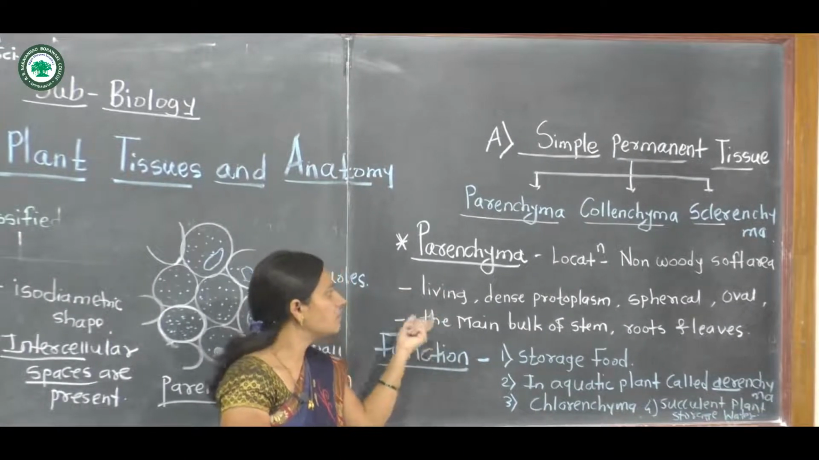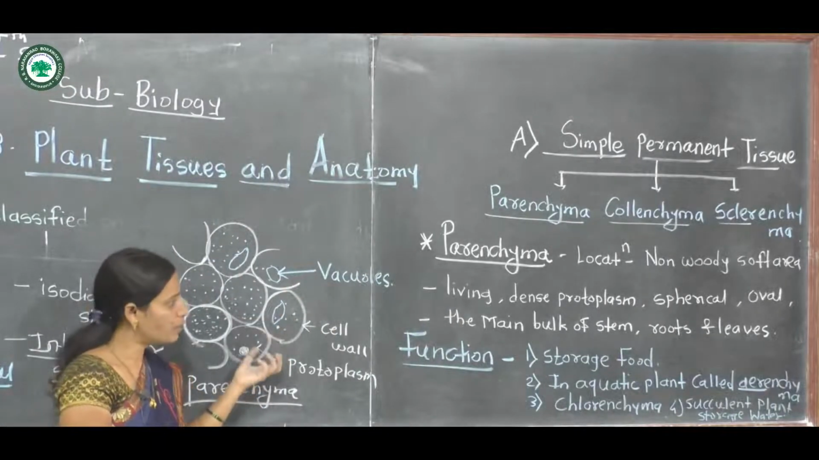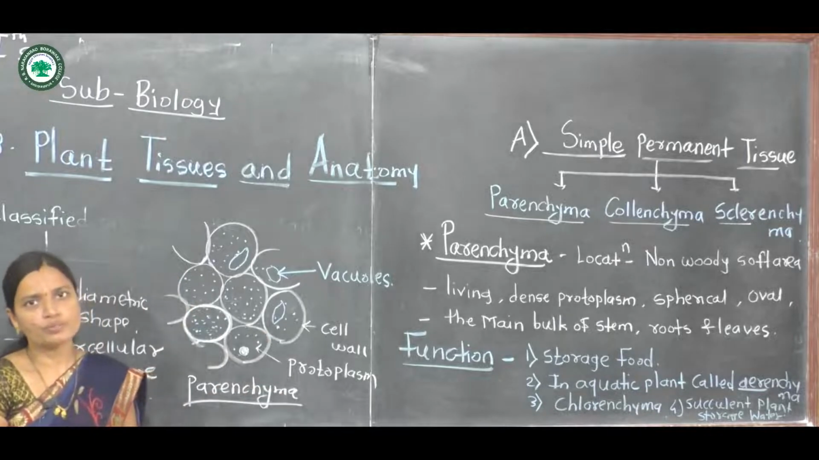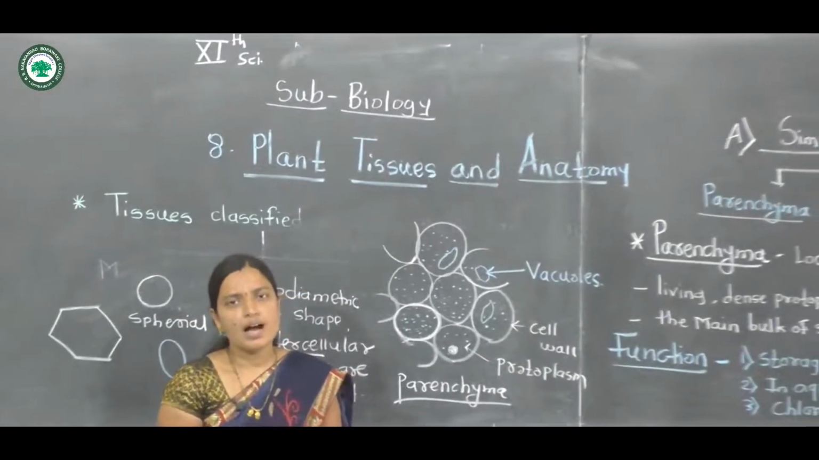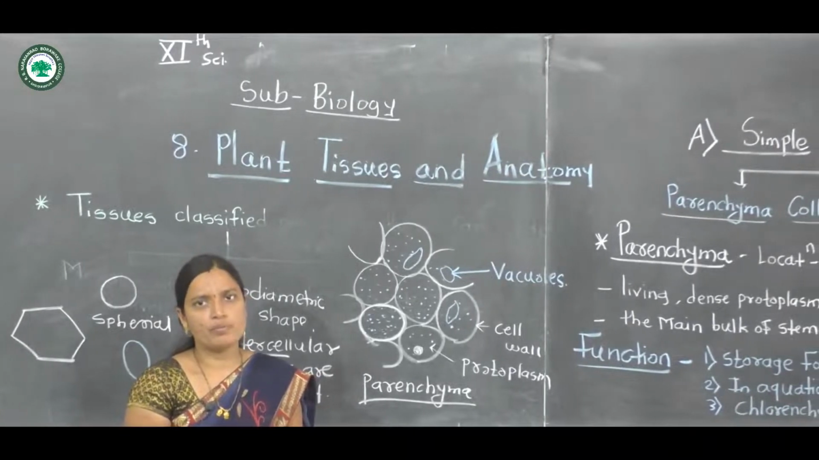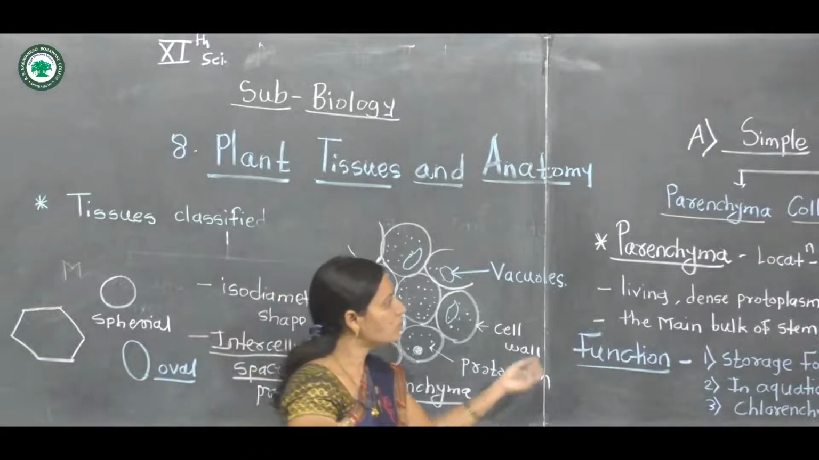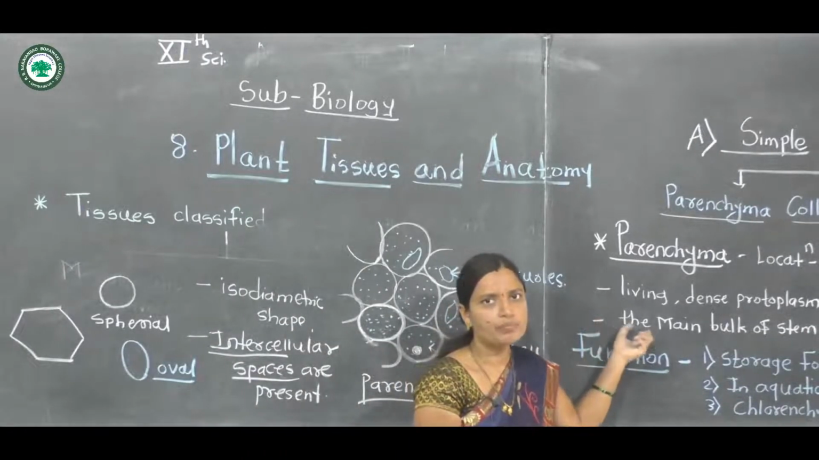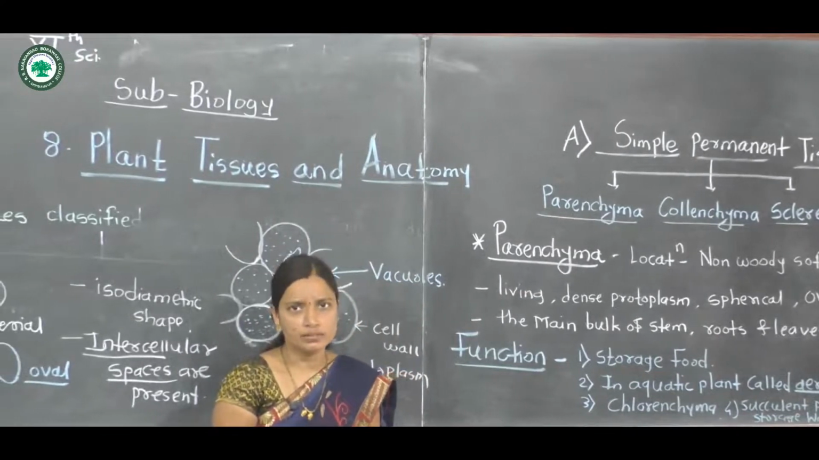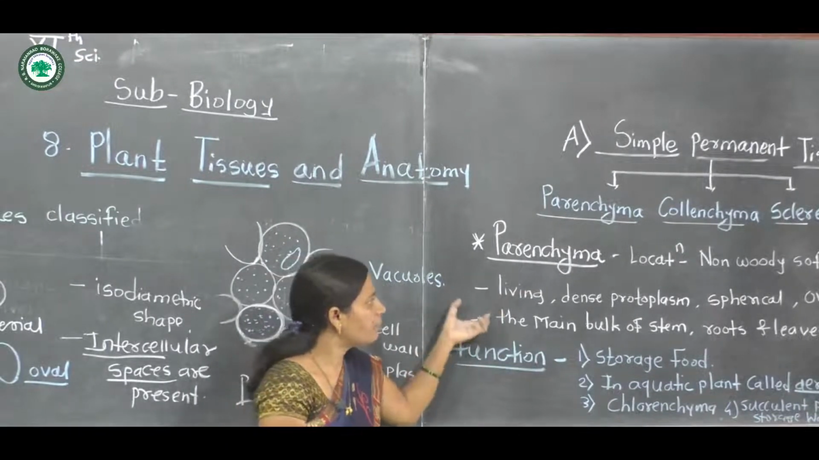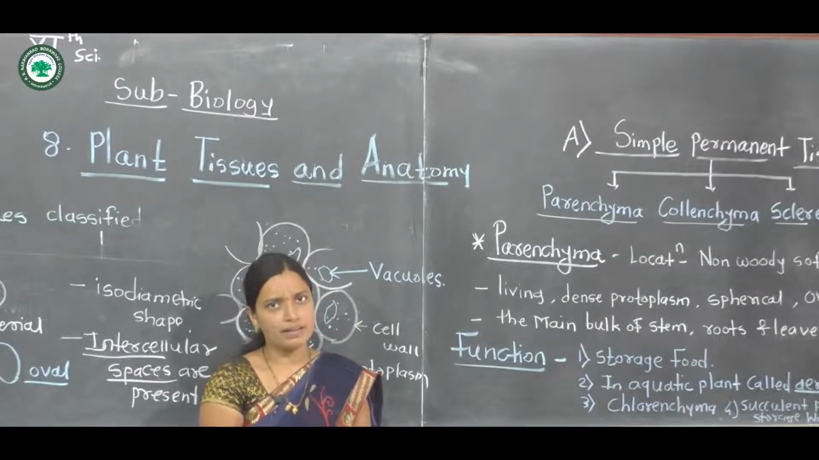Inside of this cell, it contains dense cytoplasm and vacuoles. The structure of this parenchyma is oval, spherical, isodiametrical in shape. Most important, this tissue is the main bulk of the stem, root and leaves region. In this parenchyma tissue, there are several important characteristics.